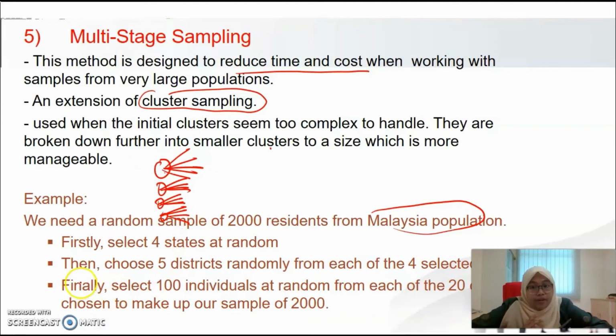And finally, we need to select 100 individuals at random from each of the selected districts. That means now, in total, we have 20 districts. So 20 districts times 100 individuals, in total we will have 2,000 samples. So this is the illustration of multistage sampling.